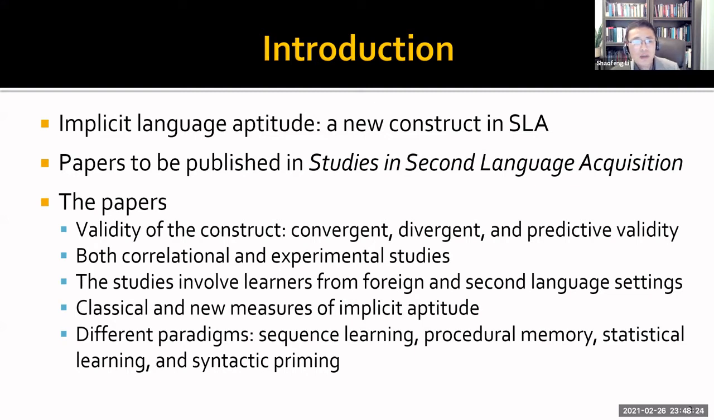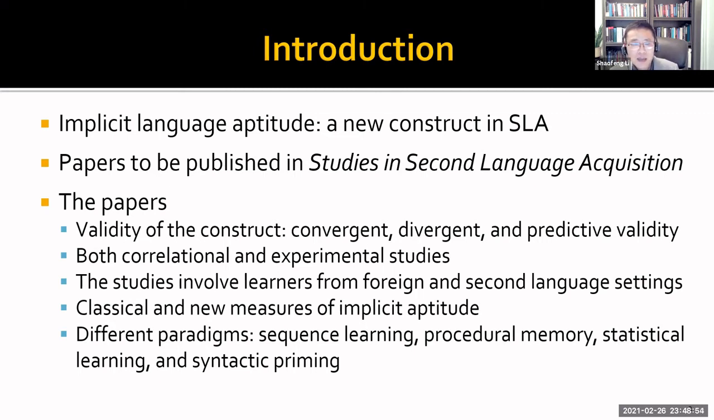The colloquium includes both correlational studies that examine the associations between aptitude and ultimate learning attainment, as well as experimental studies that investigate the interface between aptitude and the effectiveness of different kinds of instructional treatments. The studies involve both learners from foreign language settings and learners from second language settings.